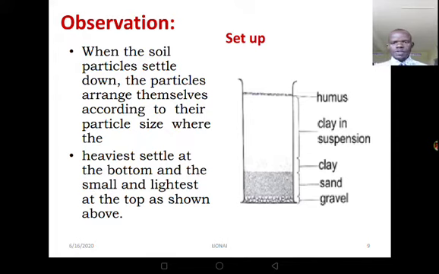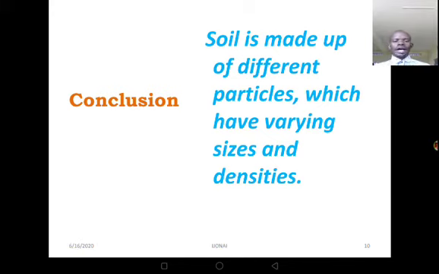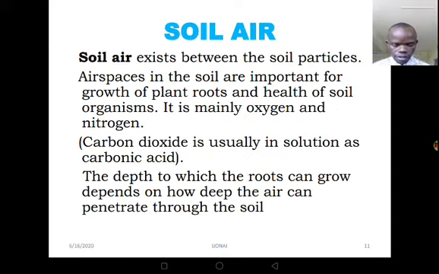When the soil particles settle down, the particles arrange themselves according to their particle sizes, where the heaviest particle will settle at the bottom, and the smallest and the lightest at the top, as shown on the diagram which is right on our right. Now, in conclusion, we realize that soil is made up of different particles which have different sizes and densities.